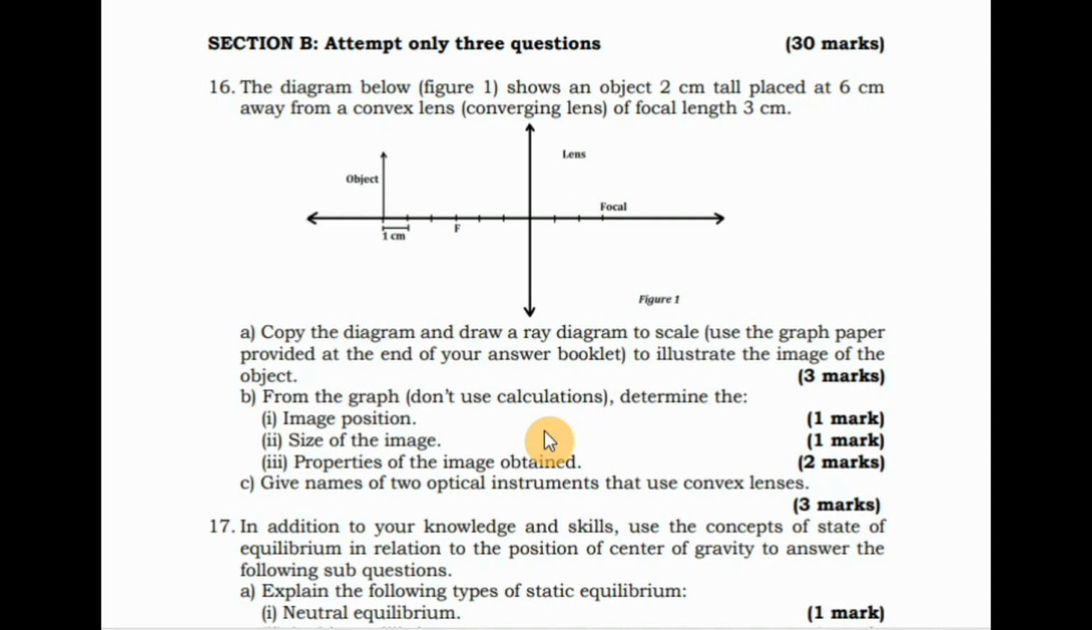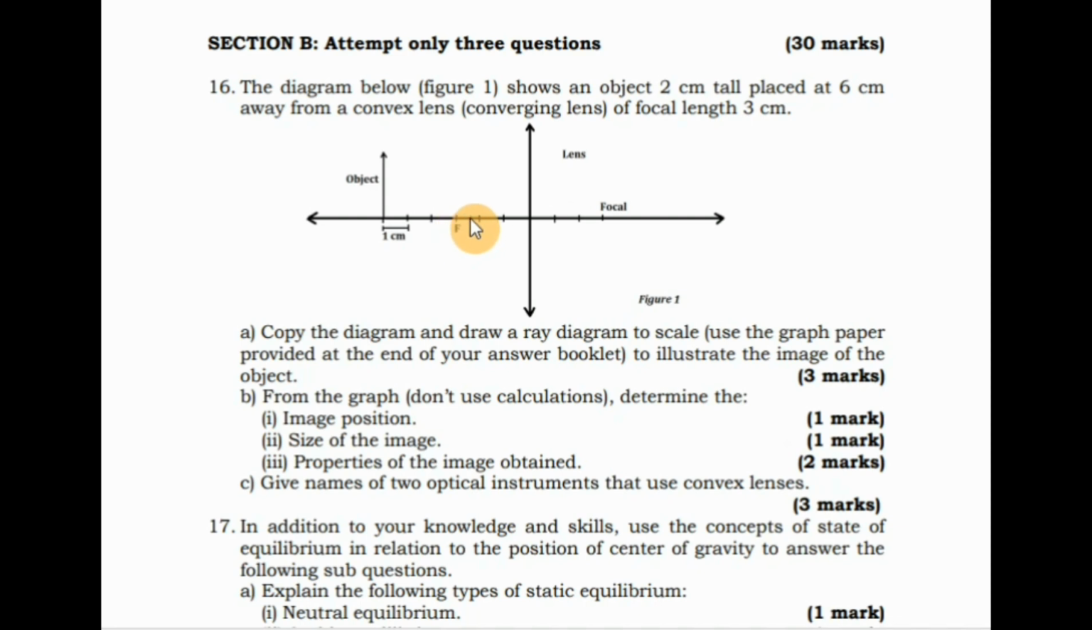It says that the diagram below, figure 1, shows an object 2 cm tall placed 6 cm away from a convex lens, also known as a converging lens, of focal length 3 cm. As you see, this is a diagram. You see that this is the focal length. The focal length is 3 cm.